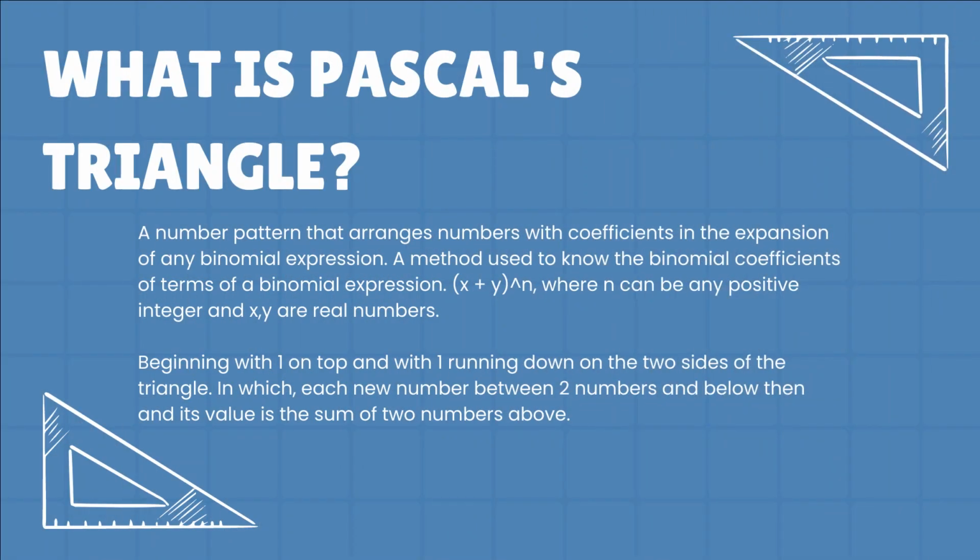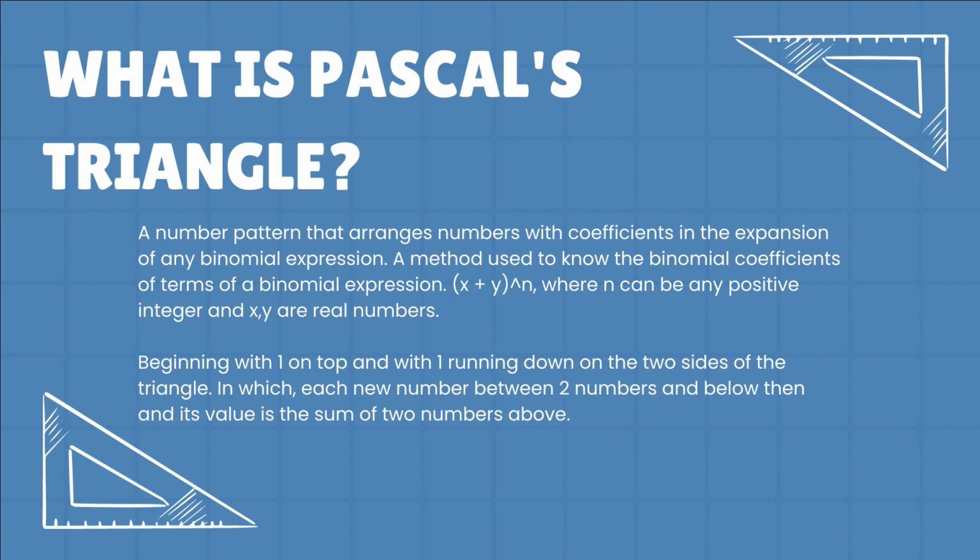Now, what we have here is a general introduction of what Pascal's triangle is all about. What is Pascal's triangle? It is a number pattern that arranges numbers with coefficients, the expansion of any binomial expression. It is a method used to know the binomial coefficients of terms of a binomial expression, x plus y raised to n, where n can be any positive integer and x, y are real numbers.